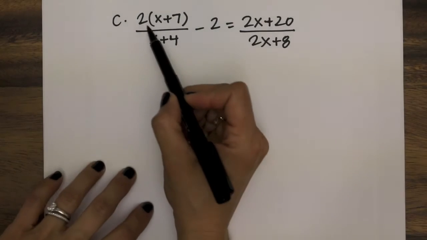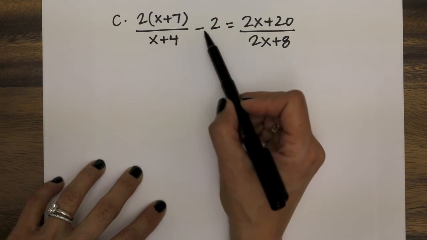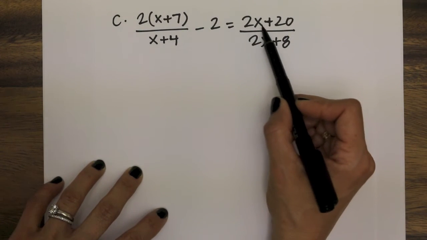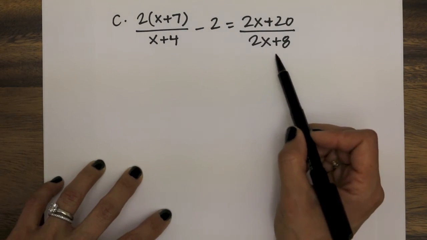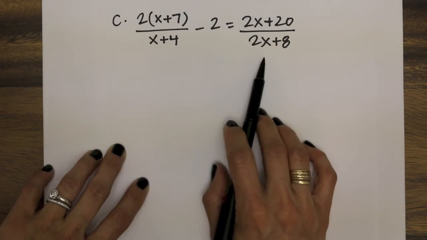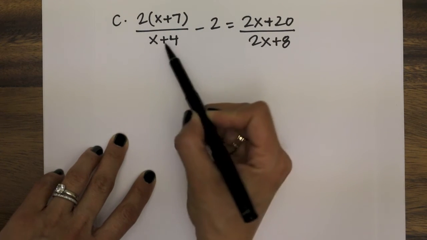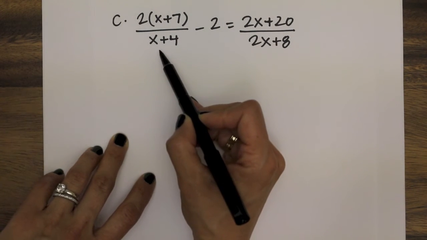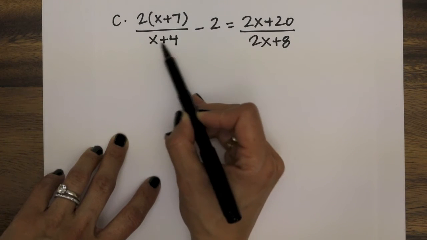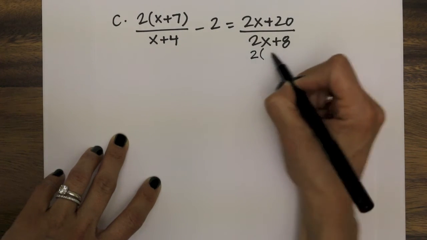This example says 2 times the quantity x minus 7 all over x plus 4, minus 2, equals 2x plus 20 divided by 2x plus 8. So again, the first thing you want to do is find the LCD, the least common denominator. This is already, we're going to look at it like a binomial. You have x plus 4. And over here we need to factor, and you can see you can factor out 2.